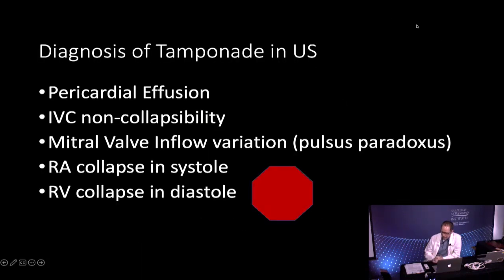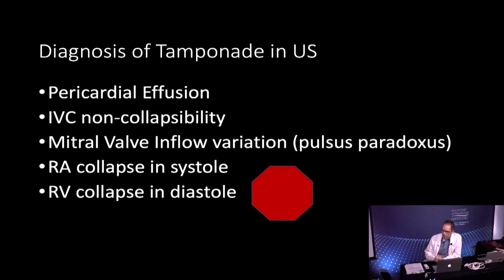So the signs that we look for are much simpler than for pulmonary embolism, where there are many signs of right heart strain that we can try to identify. With tamponade, it's pretty straightforward. There has to be a pericardial effusion, first of all. One of the first signs you're going to start to see is that the IVC is non-collapsible. It's going to be very plethoric, not collapsing down with respiration.